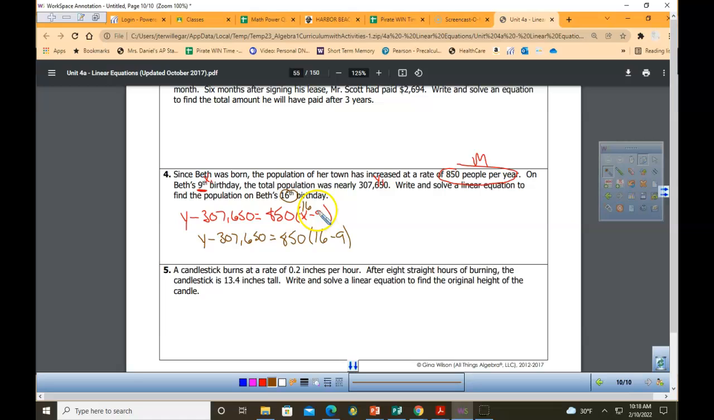Alright, 16 minus 9 is 7, right? And then I'm going to keep going. So 850 times 7 is 5950, right? So that becomes 5950, and then I'm going to add this 307,000 to both sides.